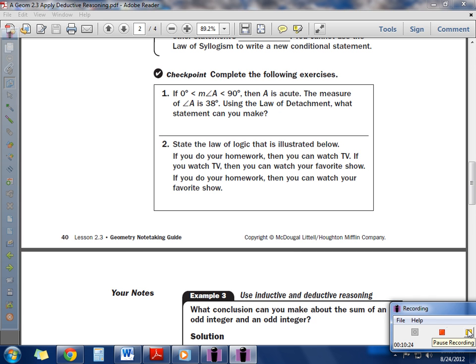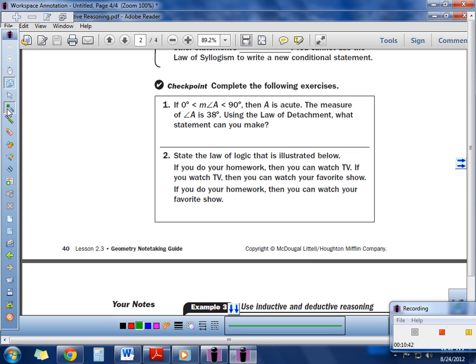On number 1, it says if 0 degrees is less than measure of angle A is less than 90 degrees, then A is acute. This just means if this angle is between 0 and 90, then it's acute. There's an if-then statement, followed by, is that another if-then? No, it's a little situation. Which one is it? Which law of logic is it whenever you have an if-then followed by a little situation?